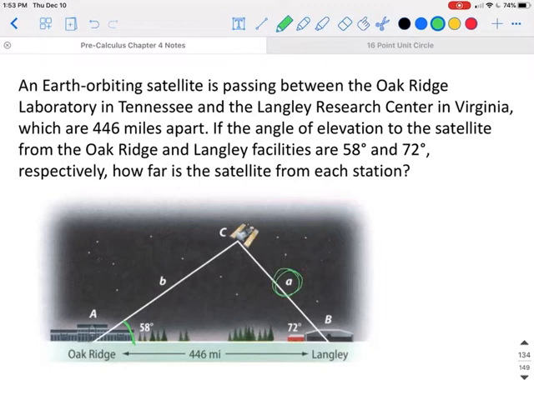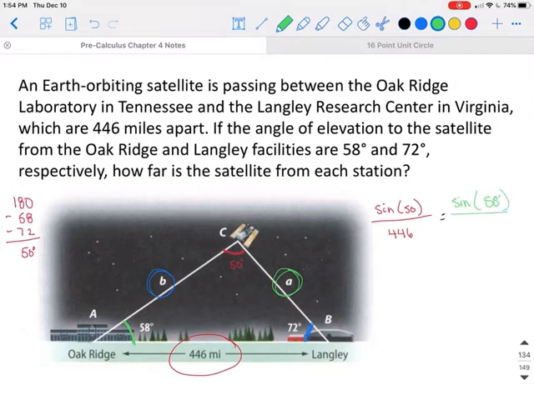Right now we know this angle will go with this side. We know that this angle will go with this side, but we don't know any of those angles and sides. But we can find this angle up here because in a triangle, we know there's 180 degrees. I've already used 58 degrees and 72 degrees, so that's going to leave you with 50 degrees at the top. So this 50-degree angle will go with the side that has a length of 446. So I can say the sine of 50 degrees goes with 446 as the sine of 58 degrees goes with side A.